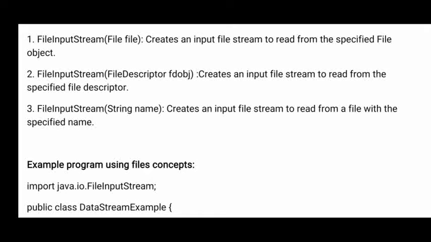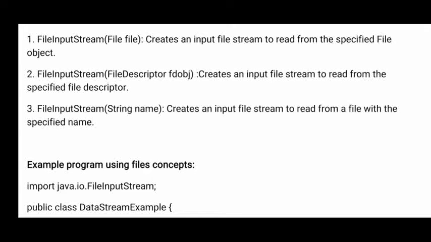Okay, the first constructor is FileInputStream(File file). File is a data structure and file is a variable here. This constructor creates an input file stream to read from a specified file object. So what is the use of this constructor? Using this constructor we can read data from a particular file object.